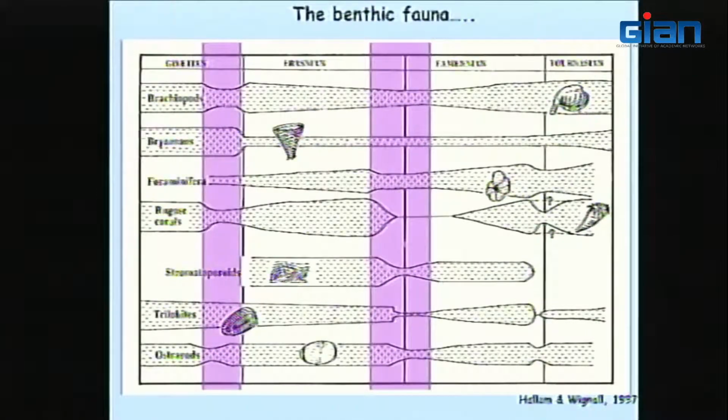The second event corresponds to the Kellwasser event. It's a section in Germany, and you can see here that brachiopods really have a loss of diversity. Nothing happened with the bryozoans, but corals, mainly the colonial and the solitary, Rugosa and Tabulata, were almost extinct.